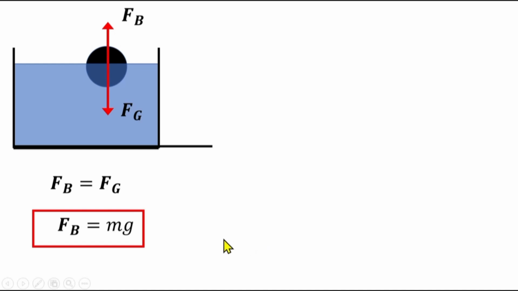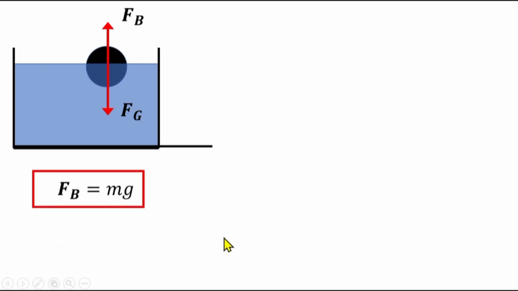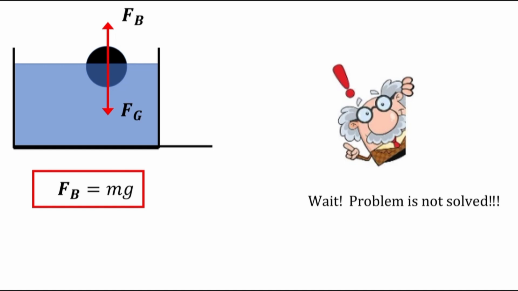It's two forces, gravity and buoyant force. The forces cancel each other, so buoyant force equals mg. And the students consider the problem solved. However, it is not so, and we will see why it is not so.